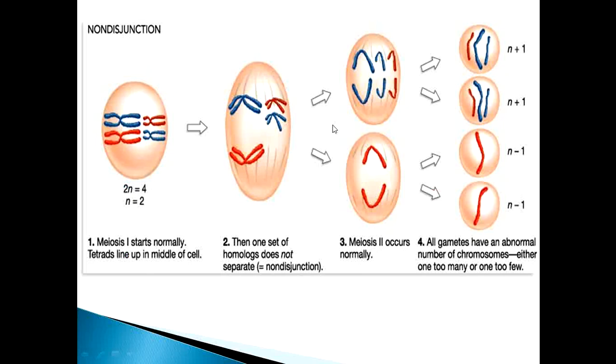Here you can see the process of nondisjunction. Here the tetrad can't separate, and after meiosis the cells have either one extra copy of a chromosome or one less chromosome.